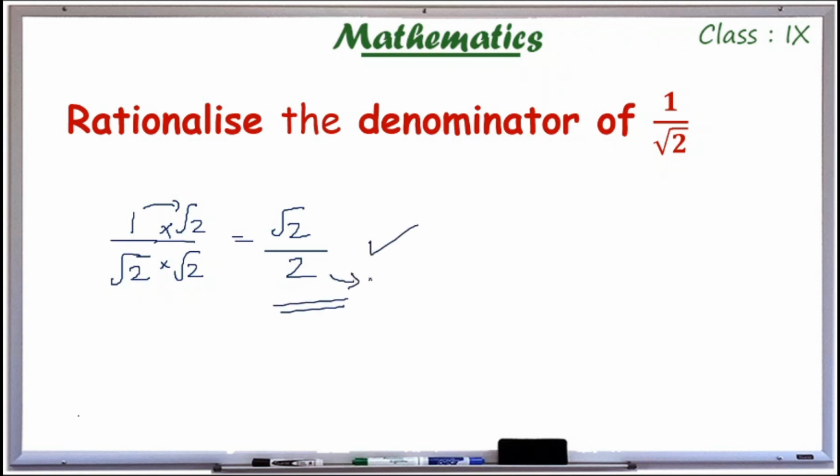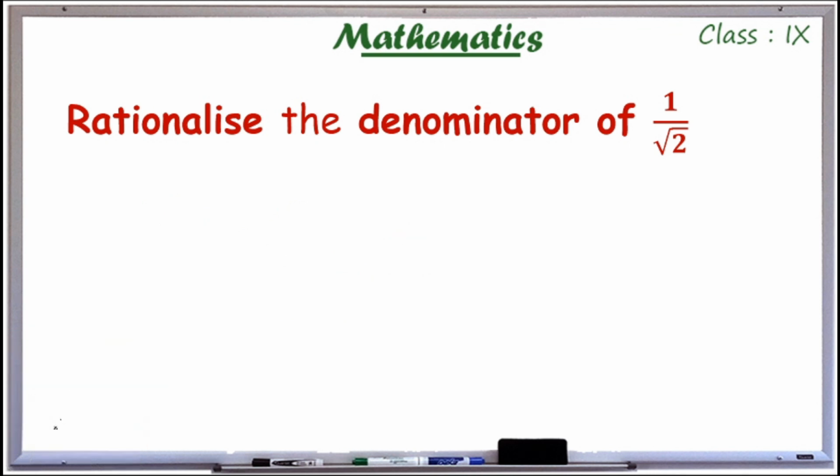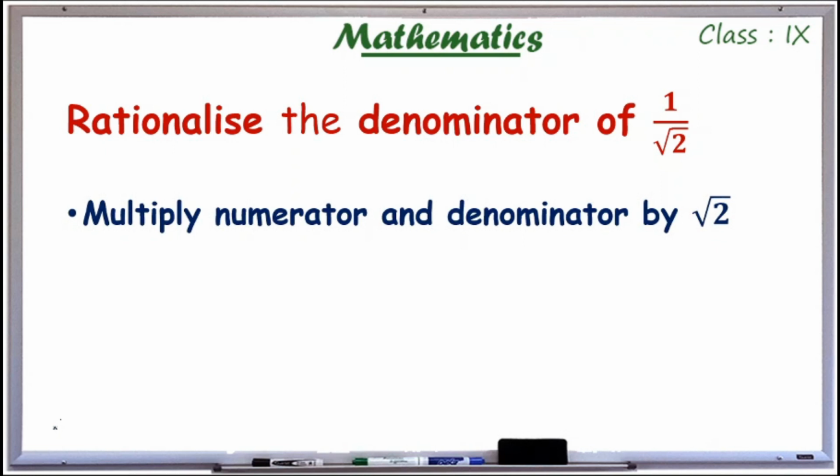Now the denominator is rational. It is not irrational. Root 2 is irrational and root 2 is not there. So we have rationalized the denominator. We removed the root symbol from the denominator. Repeating once more, we have to multiply numerator and denominator by the denominator. Here the denominator is root 2, so we are multiplying numerator and denominator by root 2. When we multiply root 2, we get root 2 by 2. So this is the answer.